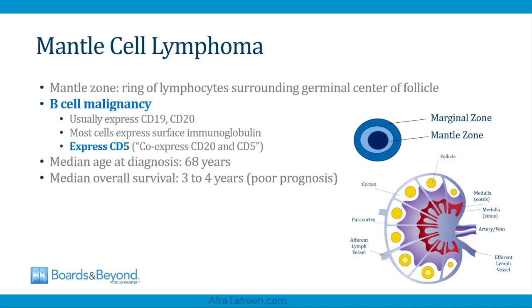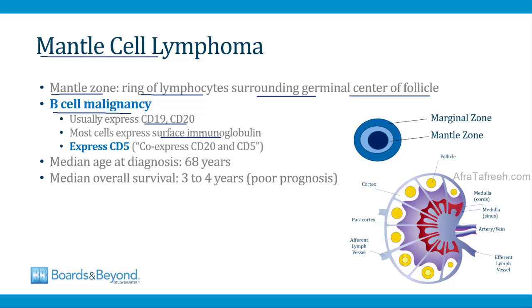Okay, our next form of non-Hodgkin lymphoma is mantle cell lymphoma. And as I talked about earlier, the mantle zone is a ring of lymphocytes that surrounds the germinal center of follicles in the lymph node. Mantle cell lymphoma is one of the aggressive B cell forms of non-Hodgkin lymphoma, and so because it derives from B cells, the malignant cells usually express CD19 and CD20, as well as surface immunoglobulin.